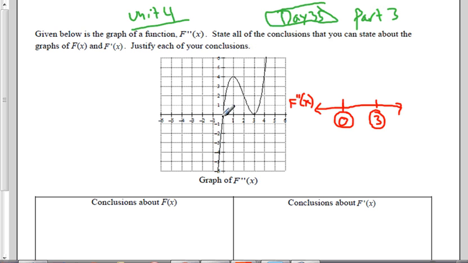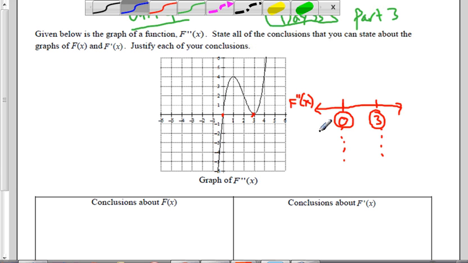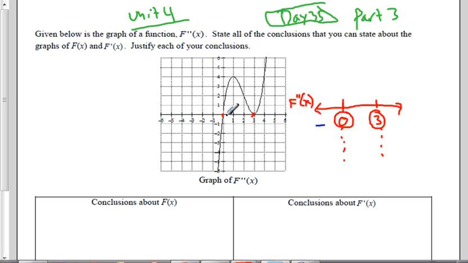First thing I can do is, on the second derivative, I see that I have zeros at 0 and 3. And I notice when I pick any value below 0, it's going to be negative. Then between 0 and 3, all the values are going to be positive, and then above 3, it's also going to be positive.